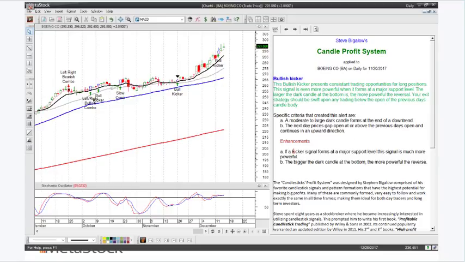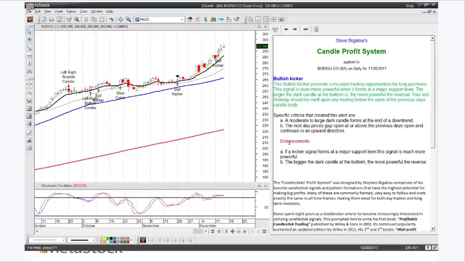If you run a scan and you get a list of the securities that you want, basically what this is going to tell you is, okay, I've got a list of 15 bullish kickers here. Which one should I be looking at more closely? Well, here's what makes that a better signal. If a kicker signal forms at a major support level, or the bigger the dark candle at the bottom, the more powerful. So I've already got some criteria that I can look at with the scan.